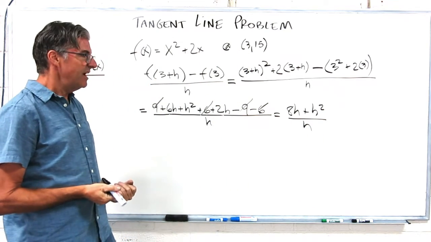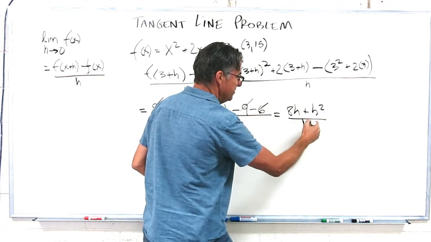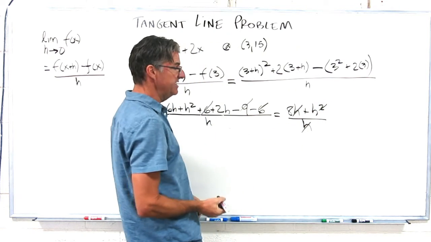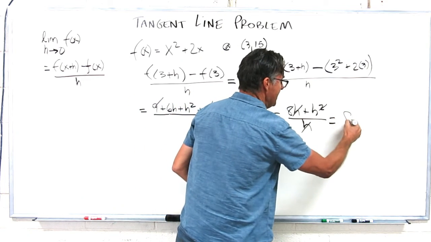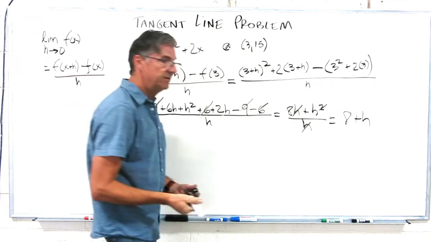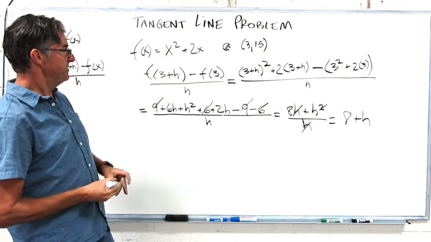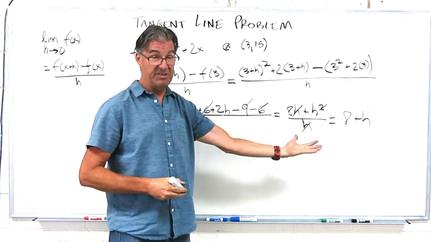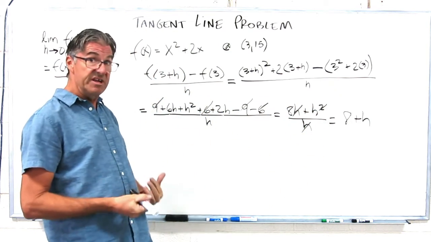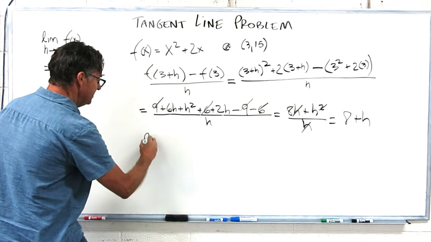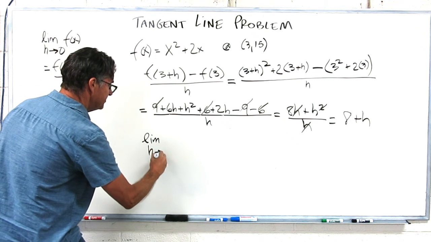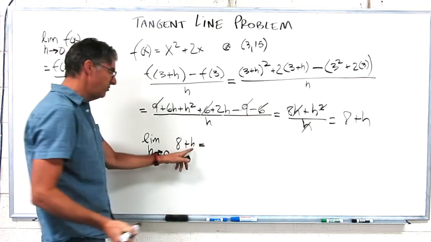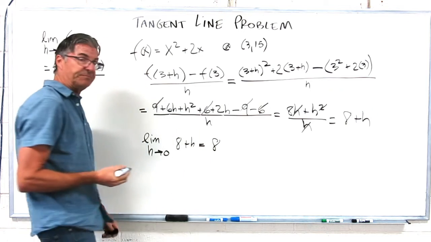Now I can cancel. I have an h in every term, so this h goes away, it cancels that one, and it cancels the squared on that h. So this ends up being 8 plus h. Wow, look at this. Very complicated, lots of terms, boils down to just 8 plus h. And now the limit's going to be super easy to take. Let's do that. It's the limit as h goes to 0 of 8 plus h. And this is super simple. When h is 0, the limit is 8.